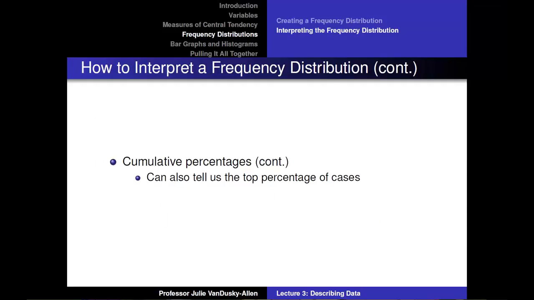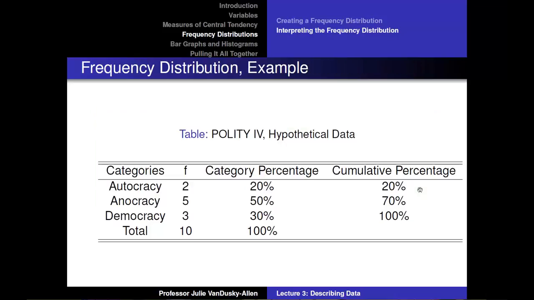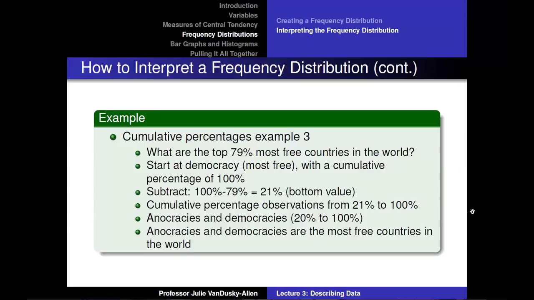Last, the cumulative percentage column can also help you identify the top percentage of cases of a variable. So for example, you may want to identify the top 79% most free countries in the world. To do this, you start at the democracy category, since the democracy category indicates the most free countries in the world. The democracy category has a cumulative percentage of 100%. You subtract 79, the topmost value, from 100% and get 21%. 21% will be the bottom value.